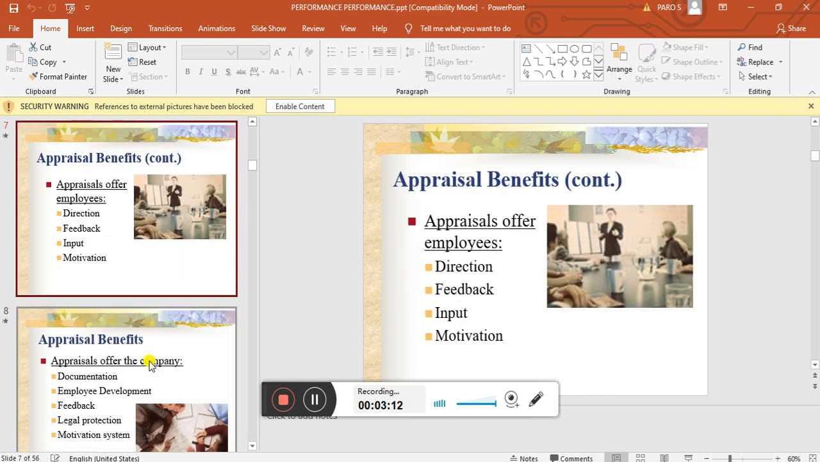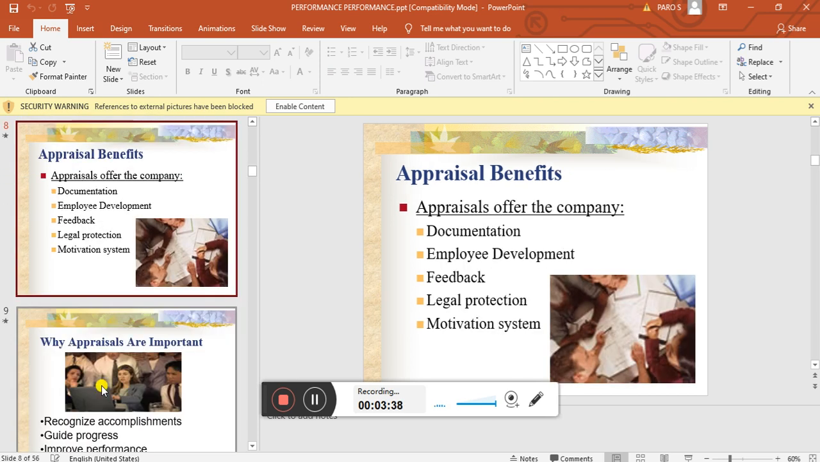Now, further, what are the benefits of this appraisal process? The benefits which an employee can get after this performance appraisal are that he or she can get direction and feedback on his or her performance. We can give them input on what else they can do to improve their performance, and of course, if they are performing well, we can motivate them through this process.